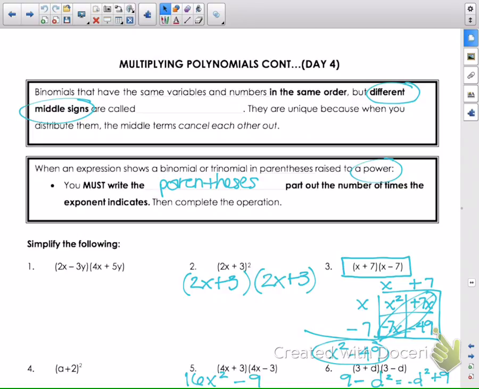This is kind of like that other lesson. Yep, you write it out the number of times you see it. So then for 4, I would write out a plus 2 twice, and then box or FOIL. So take a minute, try 2 and 4.